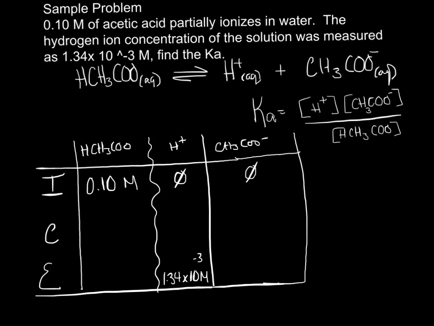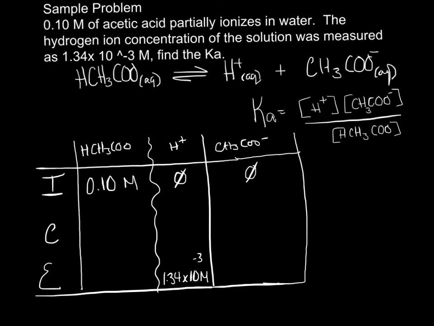All right, so this is a sample problem involving acetic acid, which is a very common weak acid. In this 0.10 molar solution of acetic acid, it says that the hydrogen ion concentration after it had dissolved was 1.34 times 10 to the negative 3. So I already filled in my initial value of undissociated acetic acid, the amount that had dissociated initially, which was 0, and the amount at equilibrium. I also wrote my dissociation equation and my Ka expression.